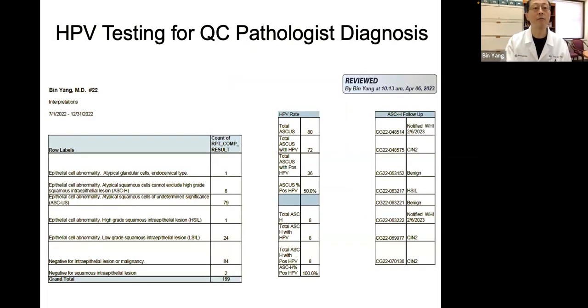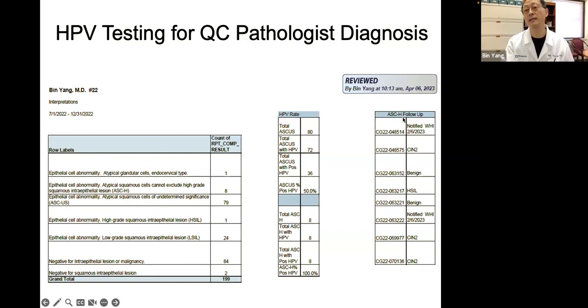So this is my personal data, 6 months. I didn't do much because I do 40% cytology, 60% GYN. I got 200 cases. So here's my ASCUS HPV rate. Perfect at 50. I'm happy for that.